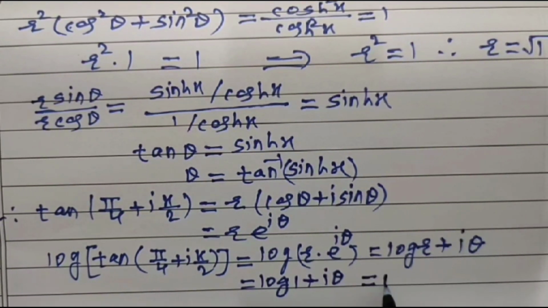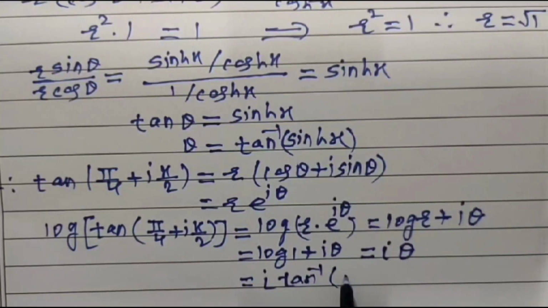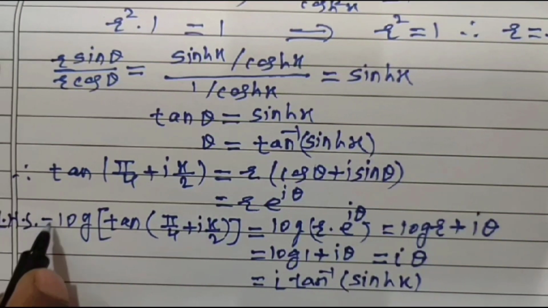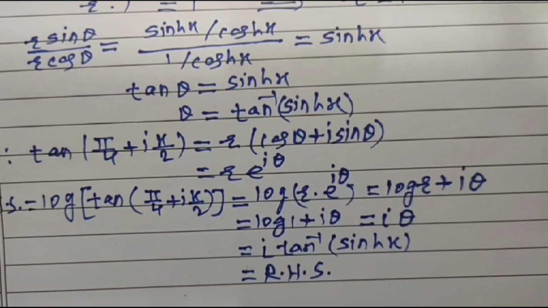So this is equal to i theta. Hence this is equal to i into tan inverse hyperbolic sin x. LHS is equal to RHS. Hence the proof. So this is the proof of the given statement.